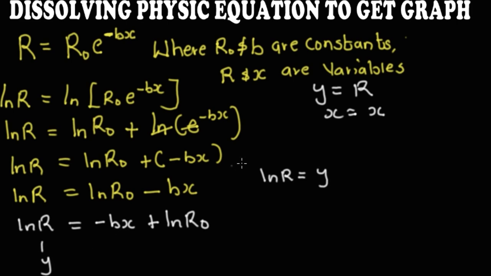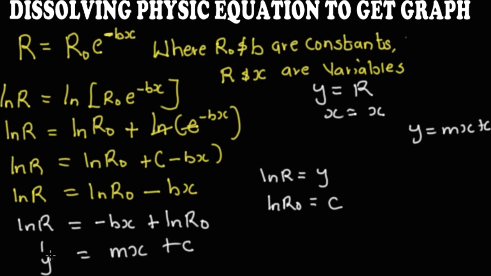Then since x is a variable, we know that this one, ln R naught, is going to be the intercept. Look at it from the equation, y equals mx plus c. So y is equal to mx plus c. So you discover that this minus b is the slope. So minus b becomes the slope, which is represented as m. Then this x is the variable, which is x. Then c is ln R naught. I hope this interpretation is clear.